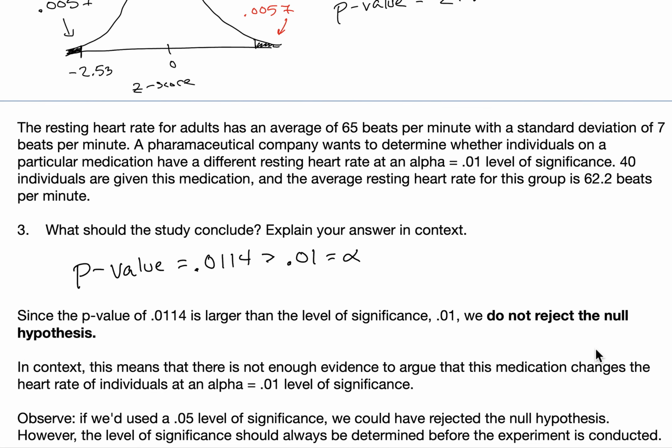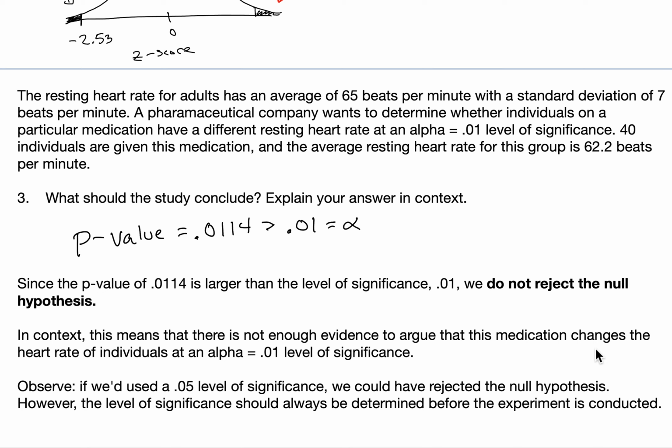Now, what should we conclude and explain our answer in context? So our p-value is 0.0114. It's pretty small. However, we were using an alpha equals 0.01 level of significance. So our question is always, how does our p-value compare to alpha, the level of significance? This is our symbol for alpha. And here, the p-value 0.0114 is slightly larger than alpha 0.01. And because the p-value is larger than the level of significance, we do not reject the null hypothesis.